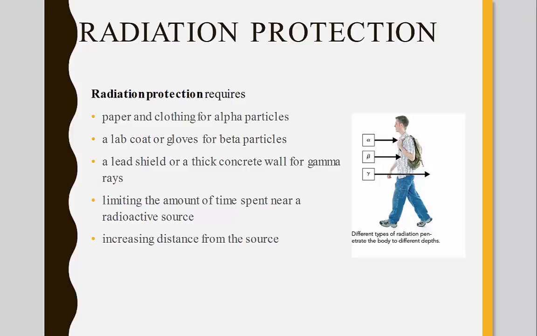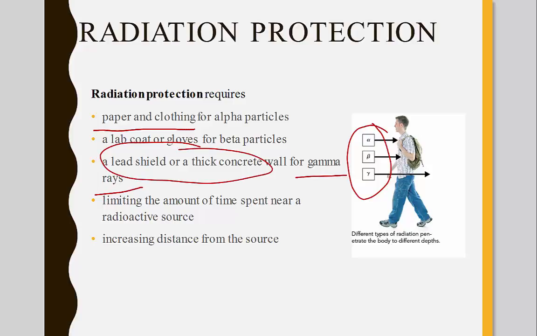So radiation protection, notice the smaller the radiation, the harder it is to protect. The alpha particle can be stopped with just paper or clothing. That's the biggest. Whereas when we start getting into gamma rays, which is pure energy, you need a lead shield or a concrete wall to protect you. So how you can protect yourself is limiting the amount of time near radioactive sources and increasing the distance from the source. So you just simply move away from it.